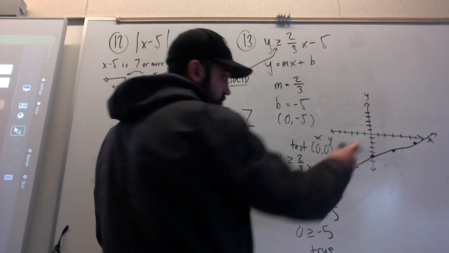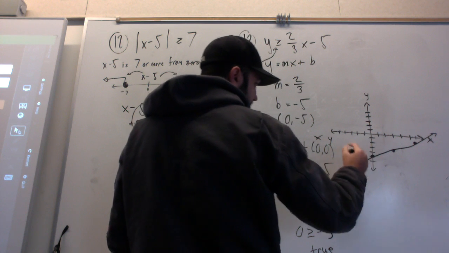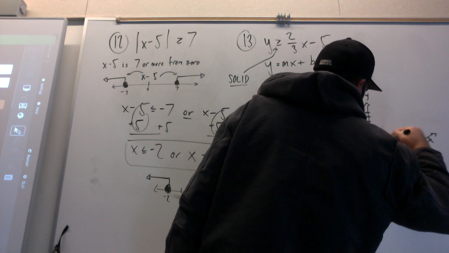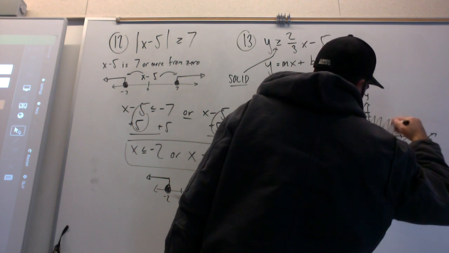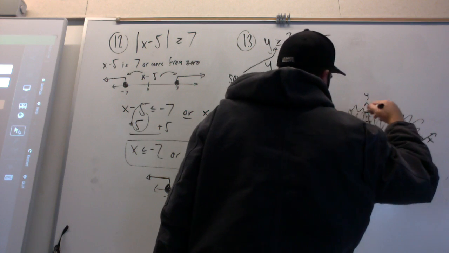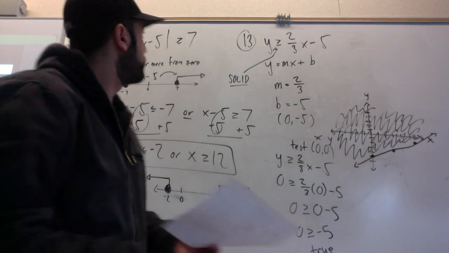So that means 0, 0 is an answer, and everything on this side is also an answer, so we shade the side that contains 0, 0. So everything on this side of the line would make this statement true if you plug any of these points in. So there you go.